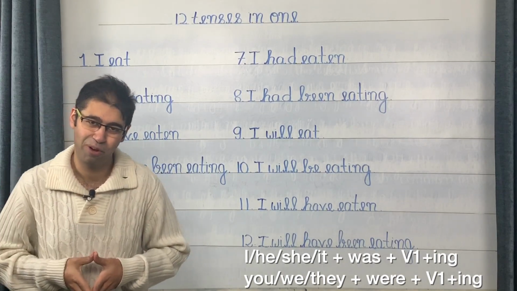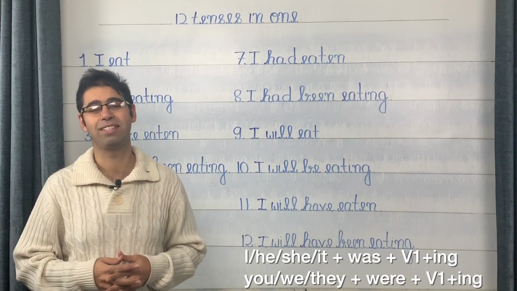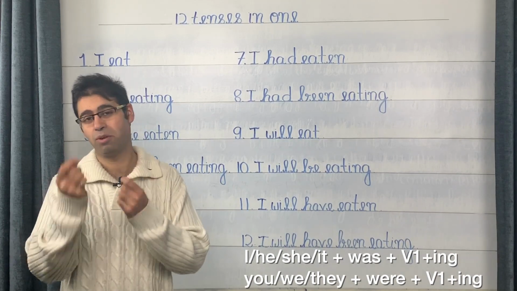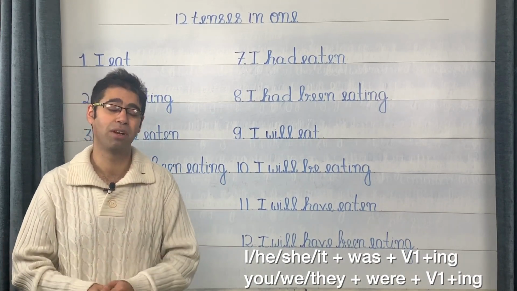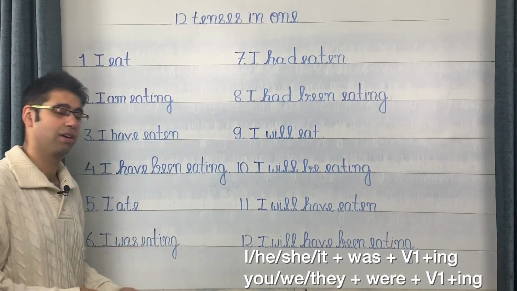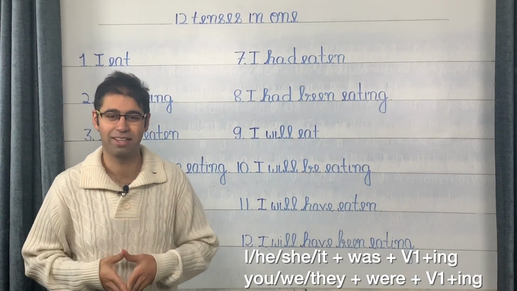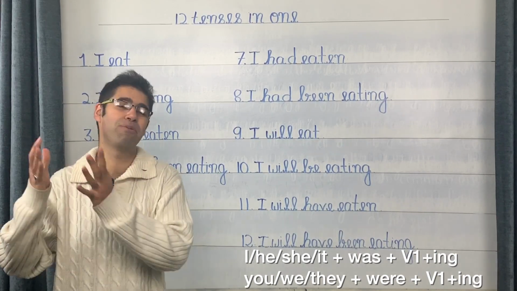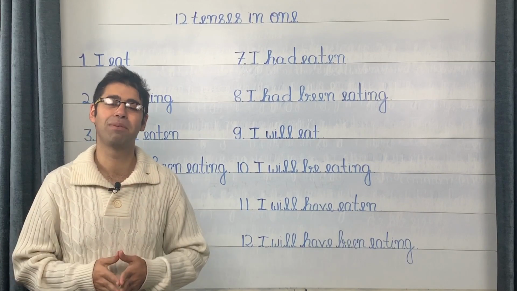the ing form. However, if your subject is any out of you, we, or they, that is going to be followed up by the auxiliary verb were, and then you have eventually, of course, the main verb in the present participle or the ing form. So you have I was eating, but they were eating. So that's quite simply about the form.